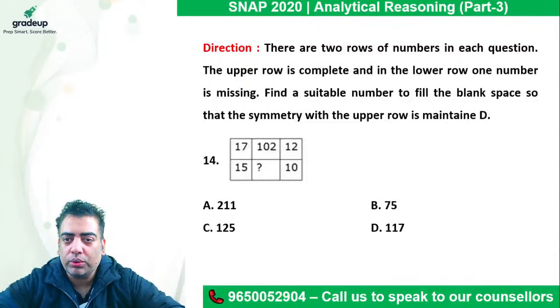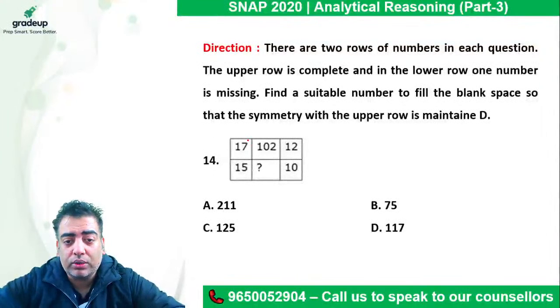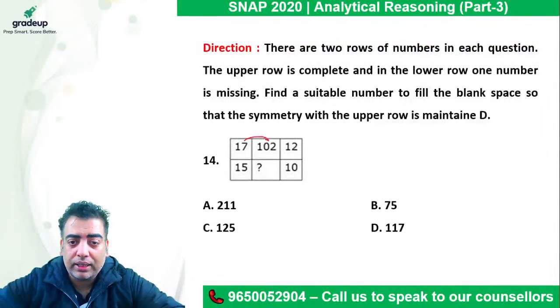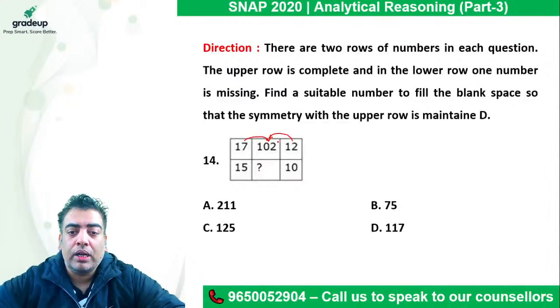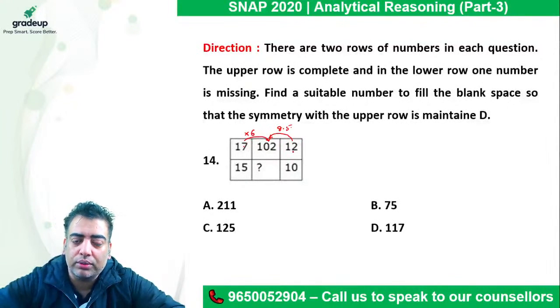Here it says there are 2 rows of numbers in each question. The upper row is complete and in the lower row, 1 number is missing. Find a suitable number to fill the blank space so that the symmetry with the upper row is maintained. Okay, now in order to do it, we need to build some relation with 17 and 102, 12 and 102. So in this case, we can see that 17 into 6 is 102 and 12 into 8.5 is 102.